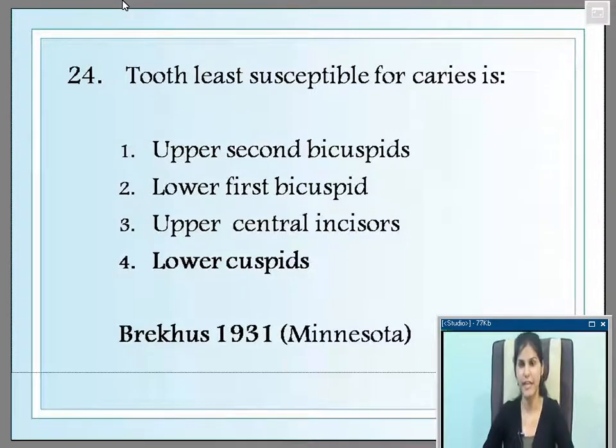Now I think we have come out of indices. It's a very simple question. The tooth least susceptible for caries is... The answer is lower cuspid. This was found in Minnesota by a scientist called Bucket in 1931. I don't think there needs to be much discussion. If you want this question to be discussed, just put it in the doubts column.